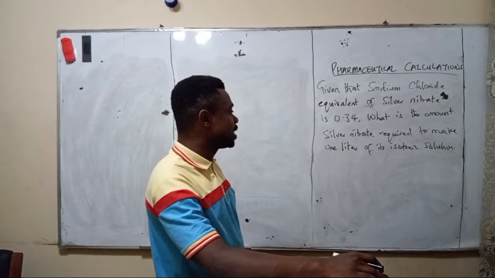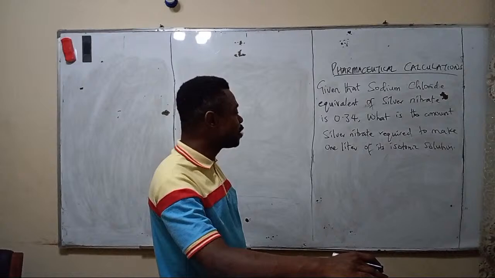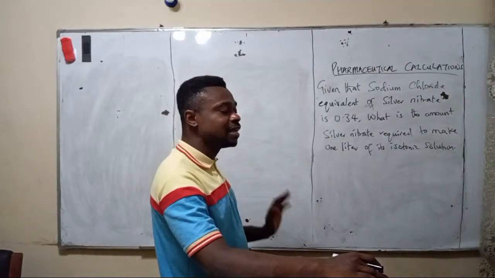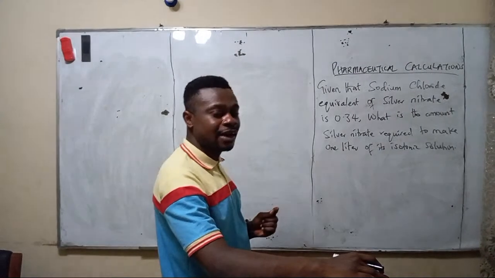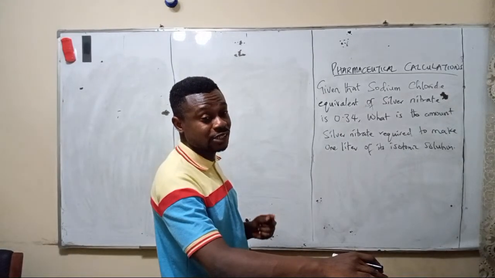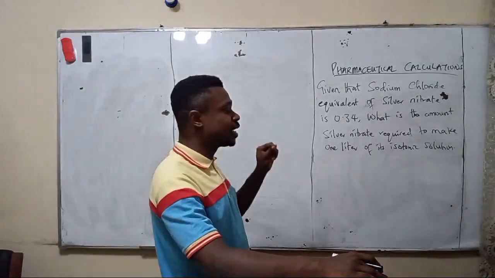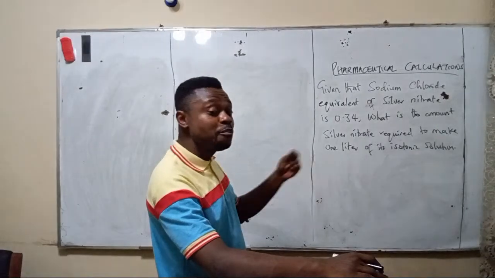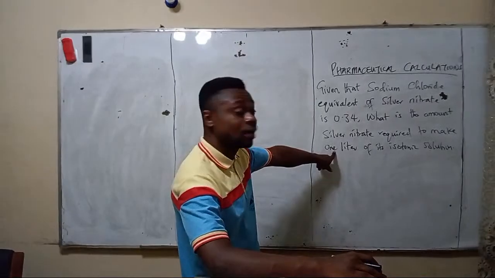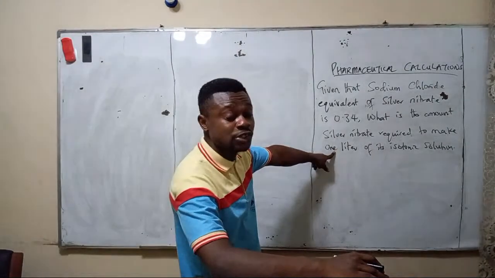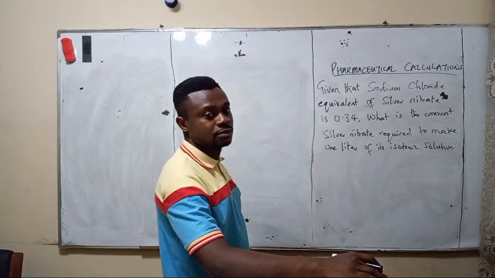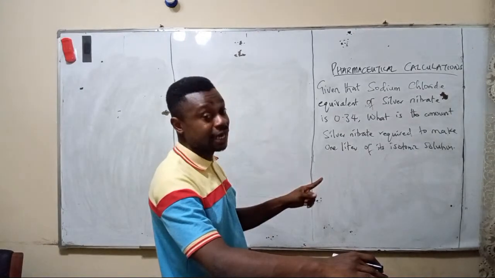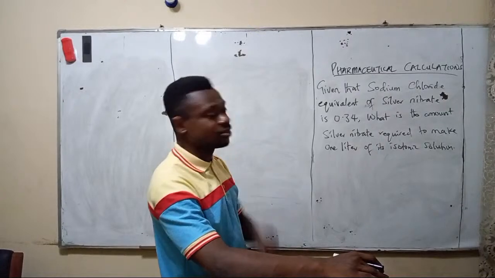Now the question says, what is the amount of silver nitrate required to make 1 liter of its isotonic solution? We all know that the standard we use mainly is sodium chloride. 0.9 gram in 100 ml of sodium chloride solution is isotonic. So how much sodium chloride in 1000 ml, which is 1 liter, will be isotonic? That should be 9 gram. So 9 gram of sodium chloride in 1000 ml solution is isotonic.